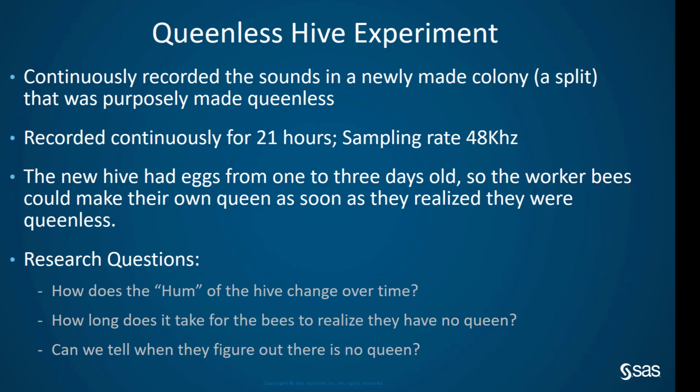Given the importance of the timely recognition of changes in queen status, we conducted an experiment to understand the dynamics of the colony hum when the queen is gone. We recorded sounds in a newly made colony, a split, that was purposely made queenless. The data was recorded continuously for 21 hours at a sampling rate of 48 kHz. The new hive had eggs from 1 to 3 days old, so the worker bees could make their own queen as soon as they realized they were queenless.